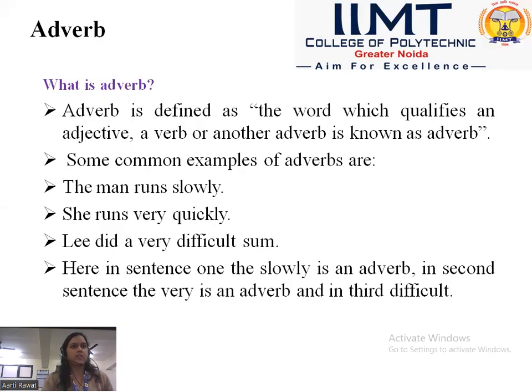So our next topic is adverb. What is adverb? Adverb is defined as the word which qualifies an adjective, a verb, or another adverb. Some common examples of adverbs: the man runs slowly, she runs very quickly, Lee did a very difficult sum. Here in sentence 1, slowly is an adverb. In the second sentence, very is an adverb, and in third, difficult. So slowly, very and difficult are adverbs.